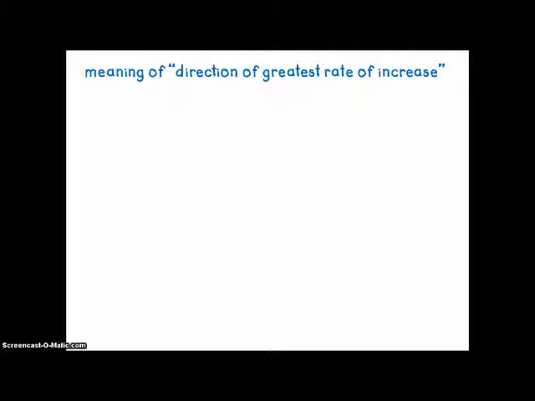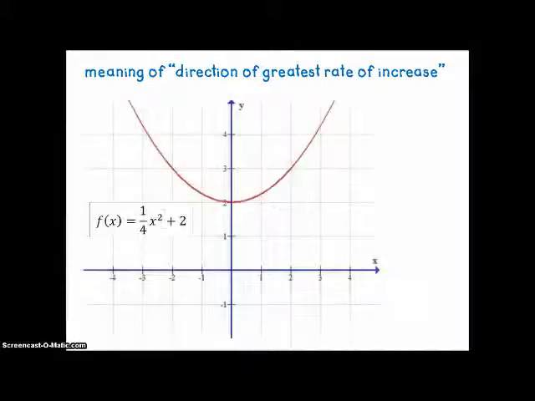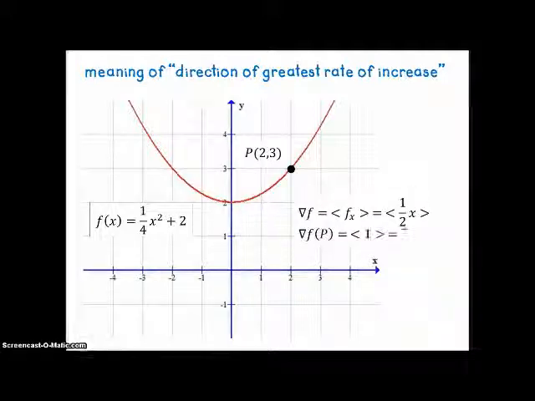Now we're going to go back and talk about the meaning of the gradient vector pointing in the direction of greatest increase. So for example, I'm going to go back to a function of a single variable to try to get the idea across, and then we'll look at a surface. So this is a curve, and it's described by 1/4 x squared plus 2.